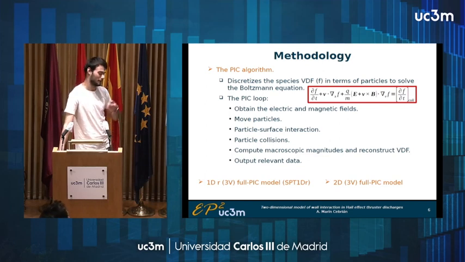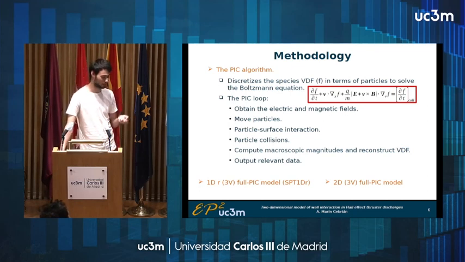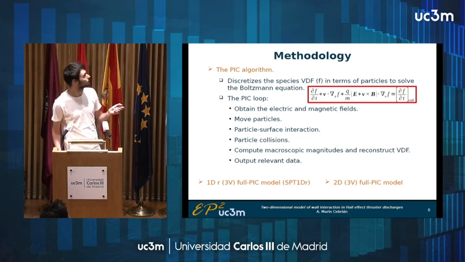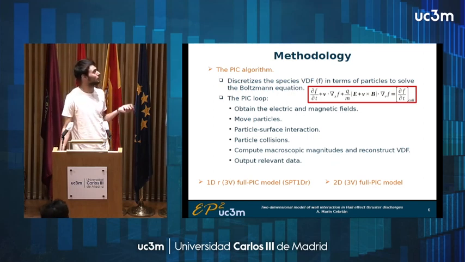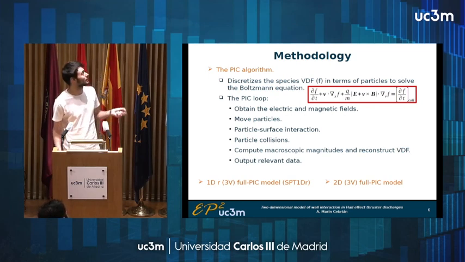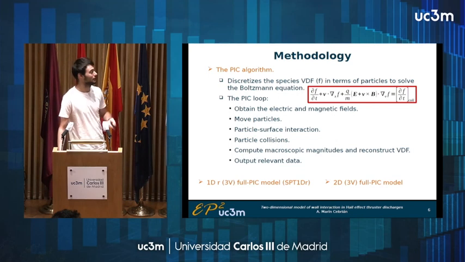What is the methodology and the method I'm going to use? It is called the PIC algorithm, which stands for particle-in-cell algorithm, which is meant to solve the Boltzmann equation, which is this one, by discretizing the velocity distribution function of the different species in terms of particles. As Enrique has already presented, this PIC method has different steps, like calculating the electric and magnetic fields, moving particles, addressing surface interaction, particle collisions, computation of relevant macroscopic magnitudes that we can evaluate, and outputting this relevant data to a file which we can post-process.